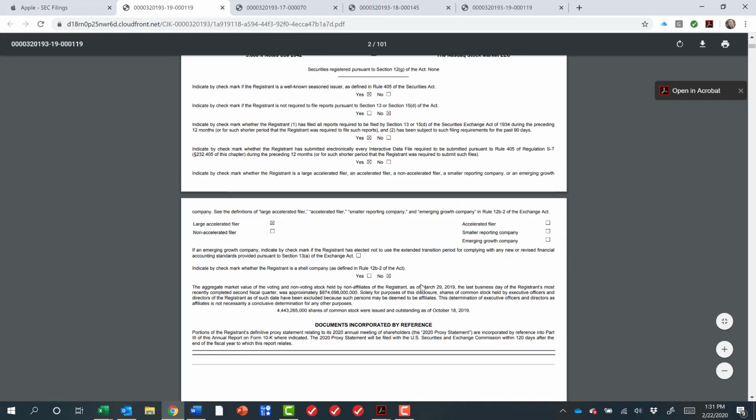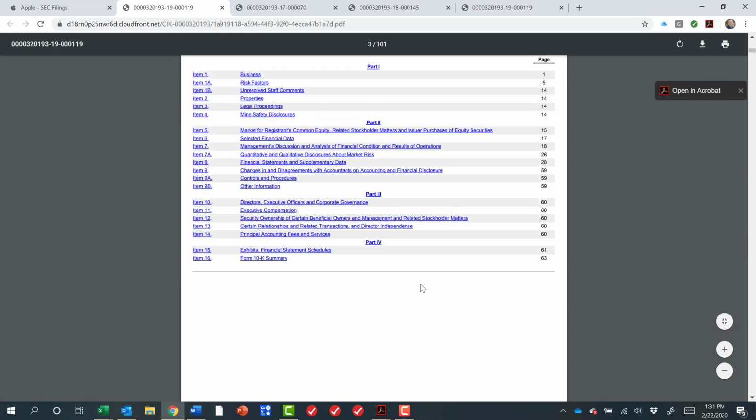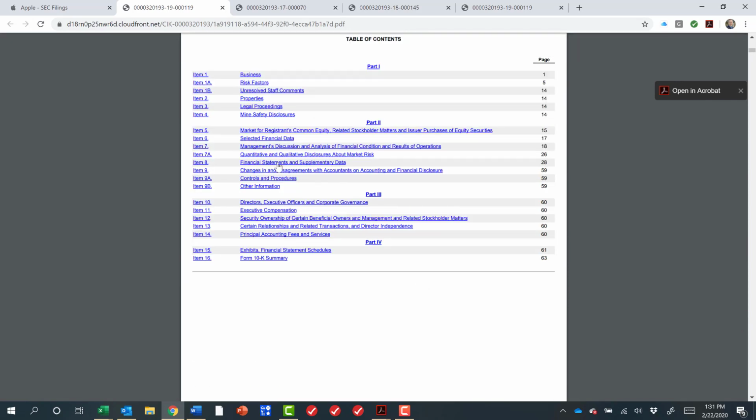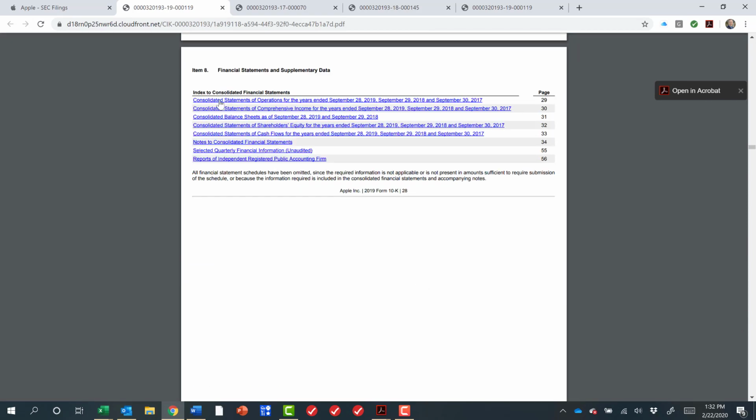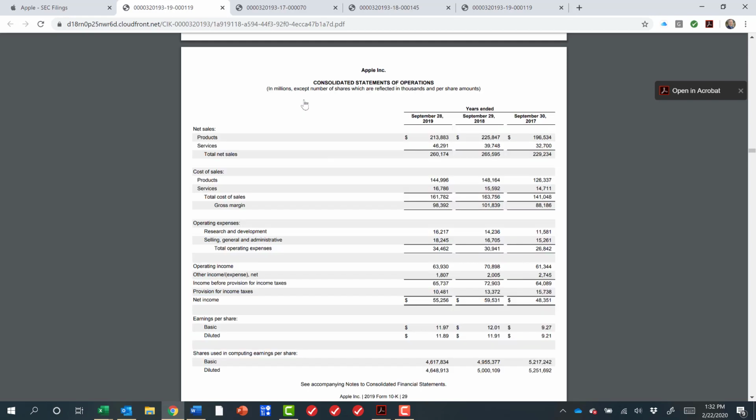Go down to about the third page where people usually put their table of contents and look at the financial statements. And the first one that pops up is the consolidated statement of operations. That's a fancy word for income statement. And they give us sales, cost of goods sold, operating expenses to get to an operating income. And the only thing I can see on here that even looks like interest is this other income or expense, net.